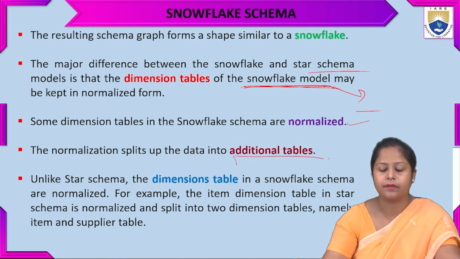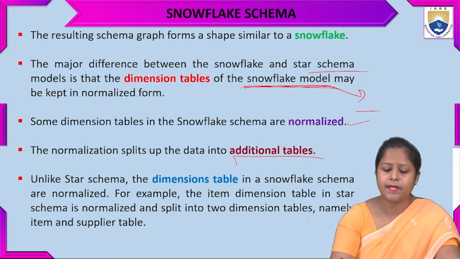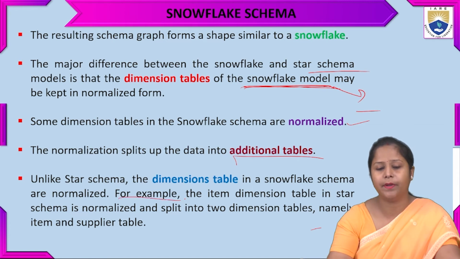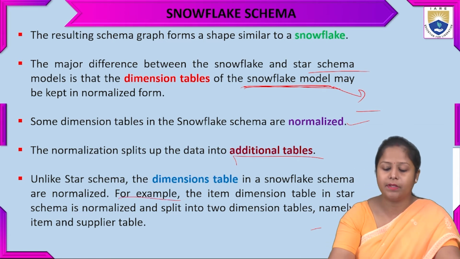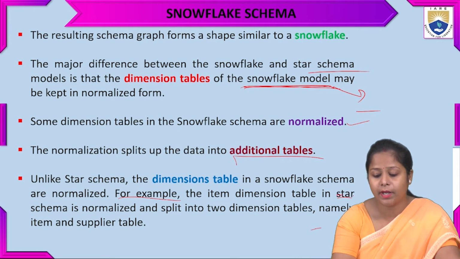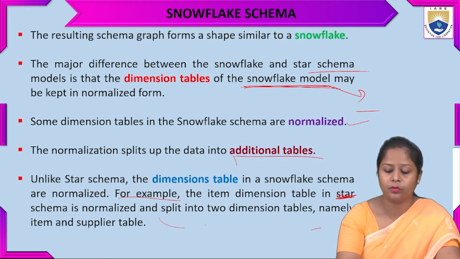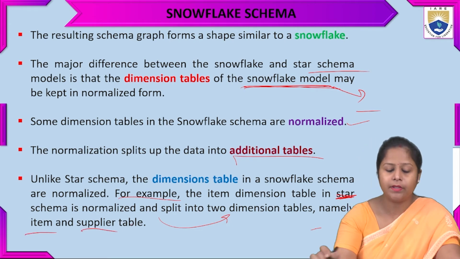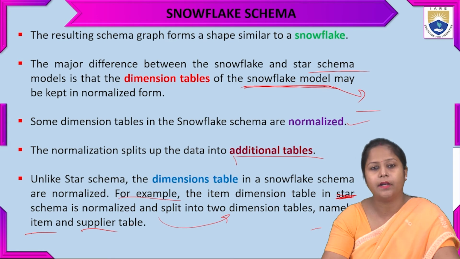So that is a difference, right? Unlike star schema, the dimension tables in a snowflake schema are normalized. For example, if the item dimension table in the star schema is normalized, it will be split again into two dimension tables. The first will be the item and the second will be the supplier. So those will be the two dimensions. The first dimension table will be normalized and split into these.